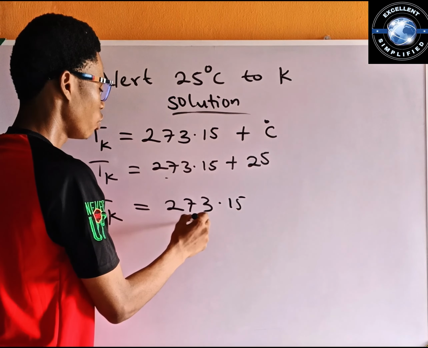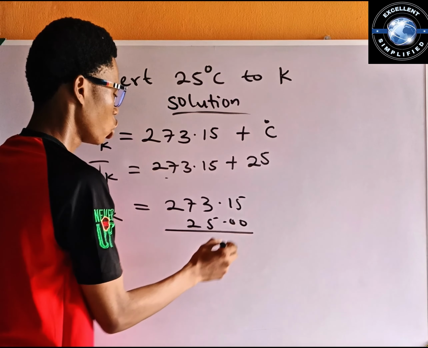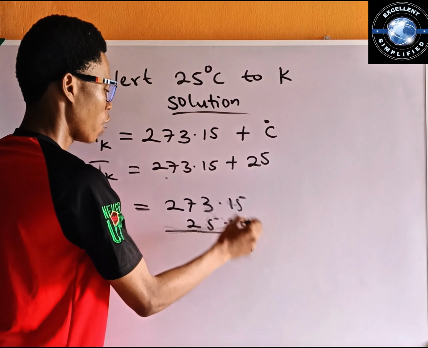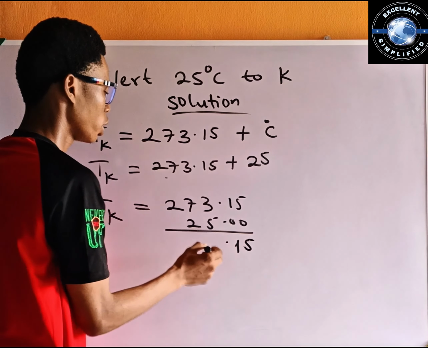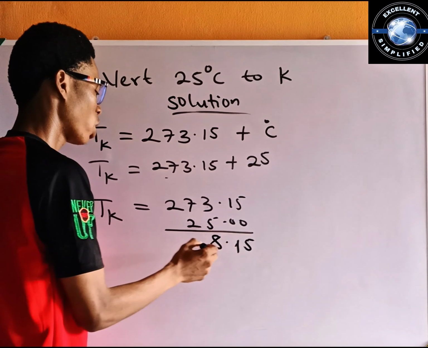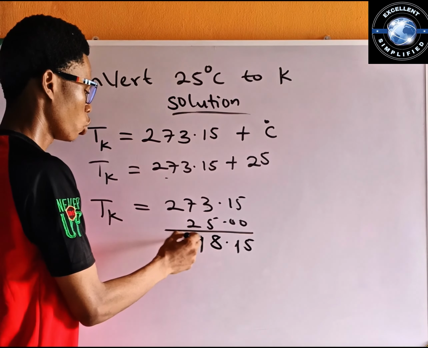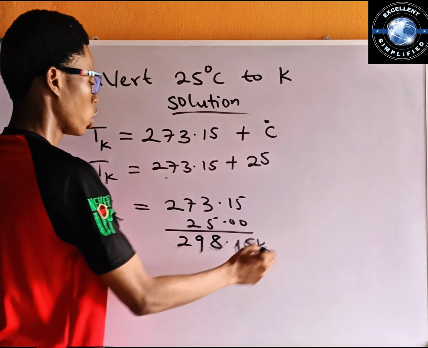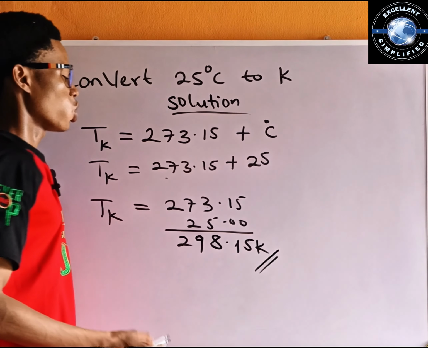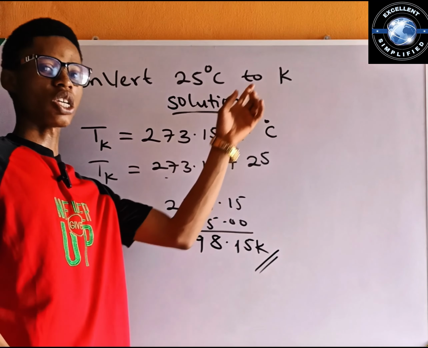273.15. Here you'll be having 25, right? 0.00. So this plus this is what? 5. This plus this is what? 1. 3 plus 5 is what? Is 8, right? 7 plus 2 is what? Is 9, right? Then your 2. So this is your Kelvin temperature. So we've converted your Celsius temperature to Kelvin temperature.